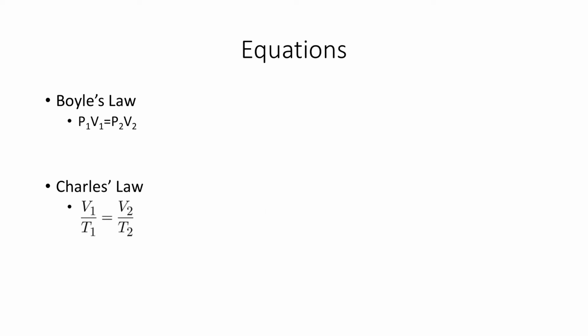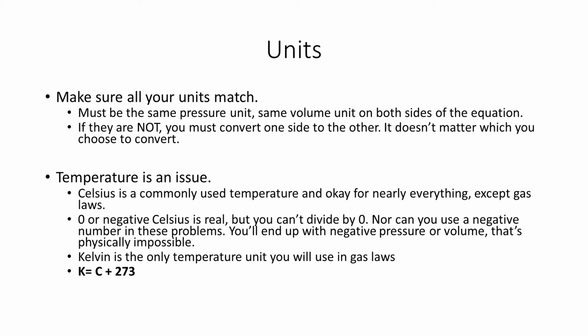In Charles' Law, we have a direct relationship. V1 over T1 equals V2 over T2. This is a direct relationship, which means if one goes up, the other goes down. 1 and 2 merely represent the conditions, 1 being the starting conditions, 2 being the ending conditions.